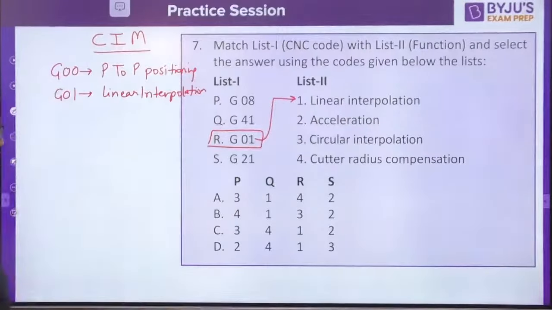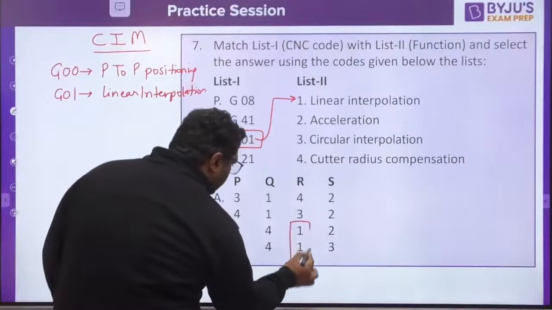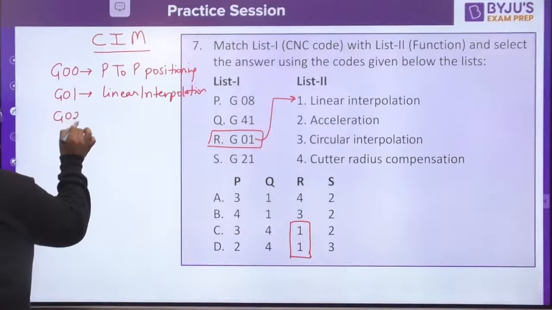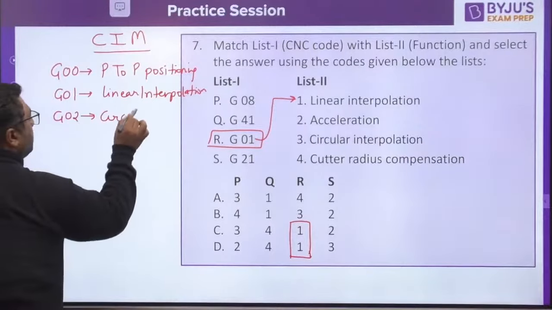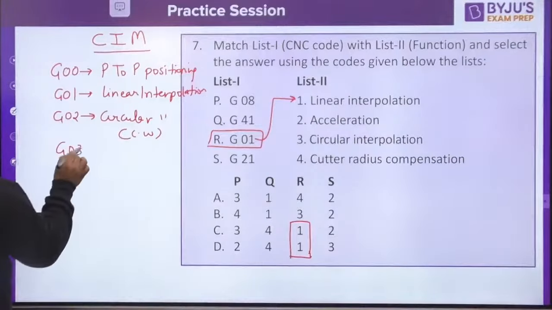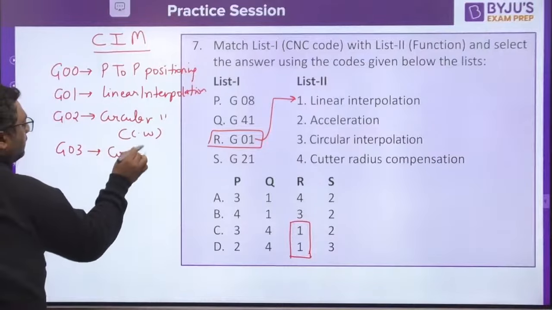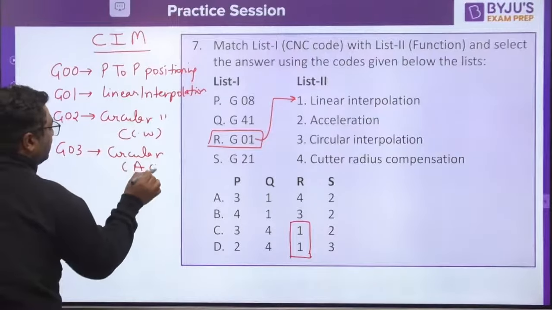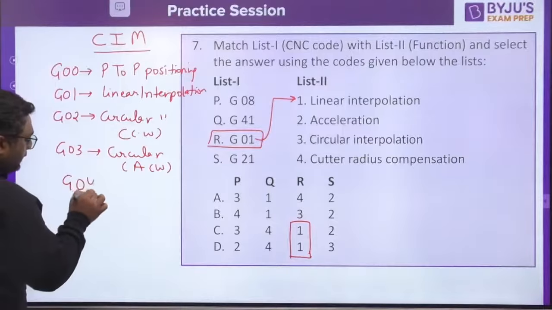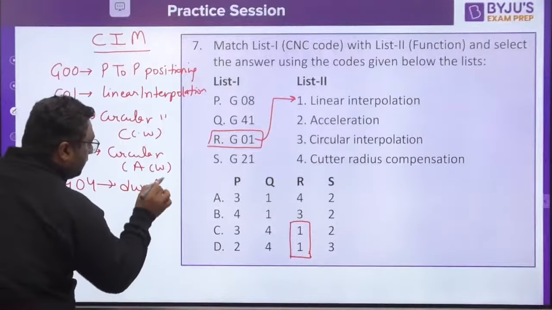R is with 1. You can see R is with 1 only for C and D. So either your answer would be C or your answer would be D. Is it clear? Then we know that G02 is for circular interpolation, that is clockwise. G03 is for circular interpolation, anti-clockwise. So these are some famous codes which I told you always to remember. Okay. G04 is used for dwell. Is it clear or not?